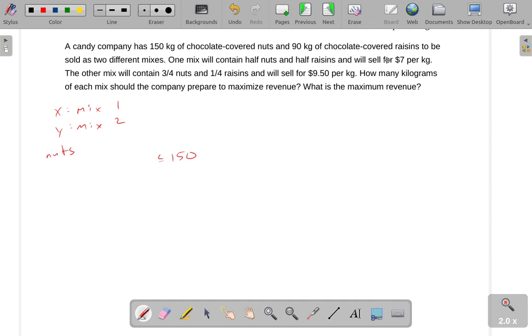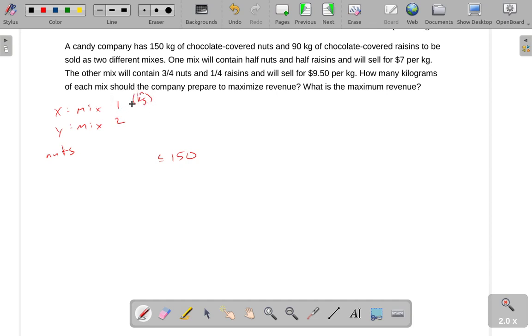Now let's figure out how much of each of these we're using. When I say X is mix 1, really what I meant here is the number of kilograms. That's the only thing that makes sense here. We wouldn't want the total dollar value of mix 1. We would want how many kilograms of each mix. That's actually what's being asked for here, and that's one of the ways you can tell. Oftentimes you're being asked for exactly what the variable should be.